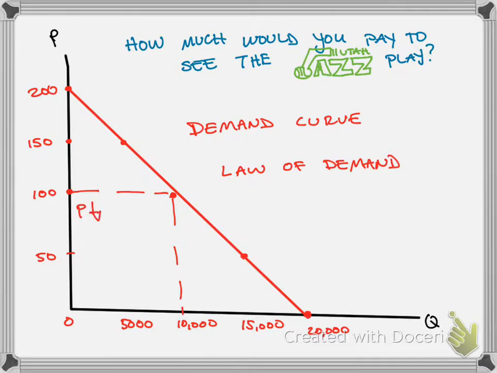if the price goes down, then the quantity goes up. And vice versa, if the price goes up, quantity will go down. So the law of demand says price goes up, then quantity will go down. If price goes down, quantity will go up. And that's the law of demand.